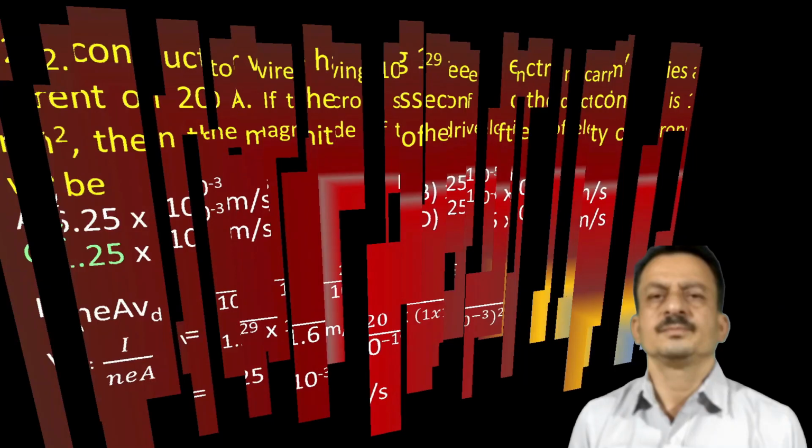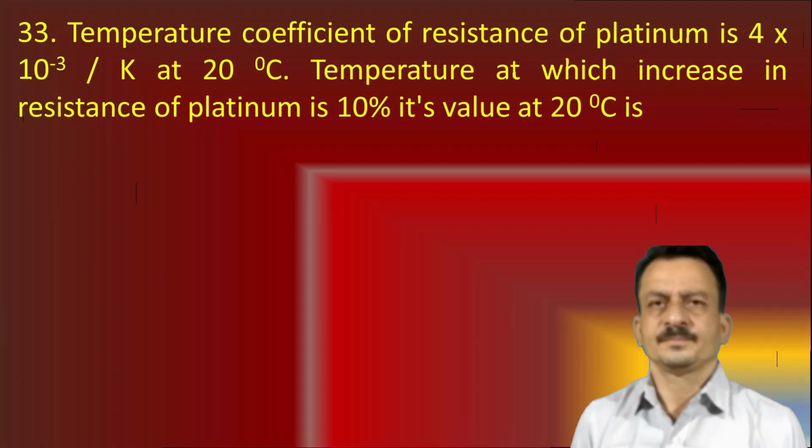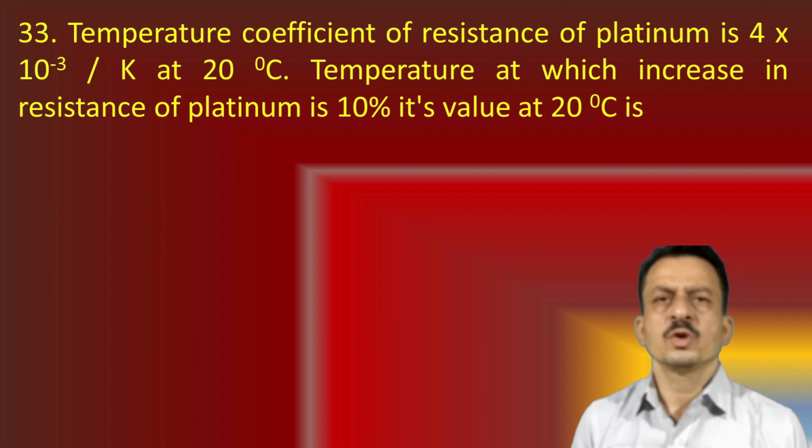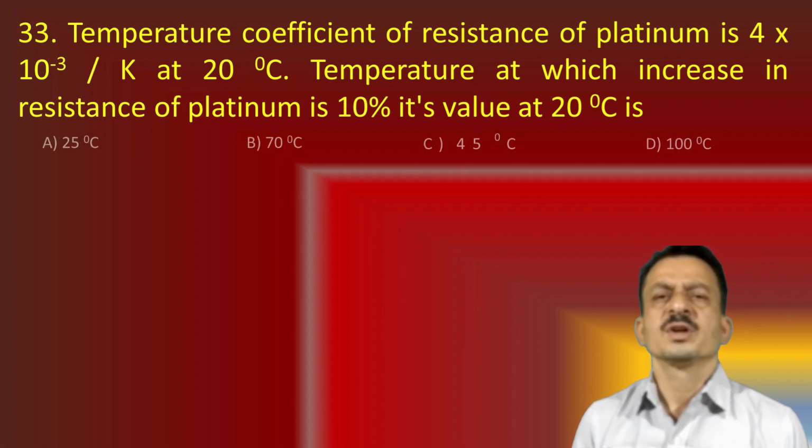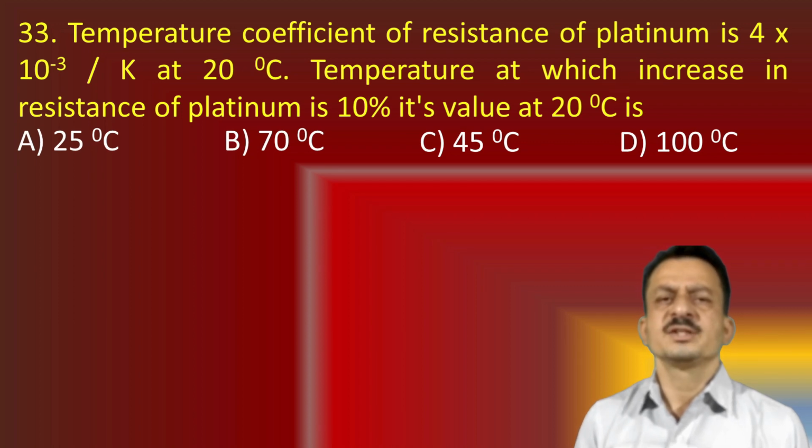Next problem. Temperature coefficient of resistance of platinum is 4 into 10 to the power of minus 3 per degree Kelvin at 20 degree Celsius. The temperature at which the increase in resistance of platinum is 10% of its value at 20 degree Celsius. Now options: A 25 degree Celsius, B 70 degree Celsius, C 45 degree Celsius, and D 100 degree Celsius.